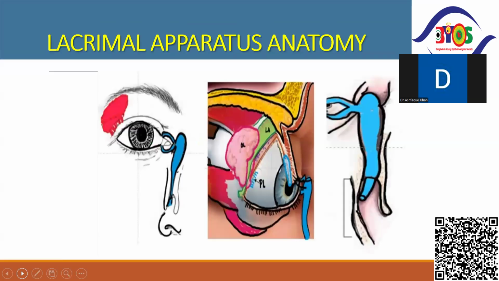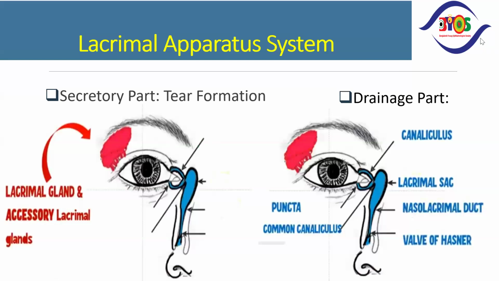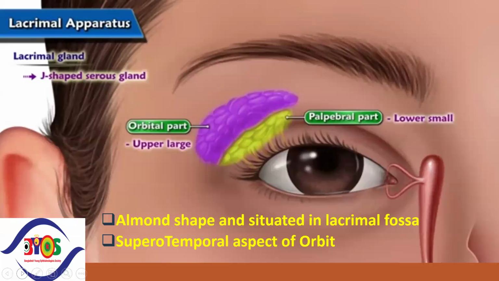So, lacrimal apparatus anatomy. It basically consists of two portions: the secretory part, which helps in tear formation. It is 90% done by the lacrimal gland and 10% by the accessory lacrimal glands. And the drainage part, which includes the puncta, canaliculi, common canaliculus, lacrimal sac, and nasolacrimal duct. So first we are going to go through the lacrimal gland.